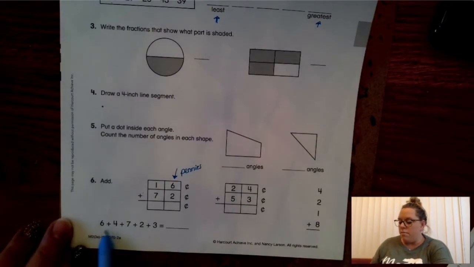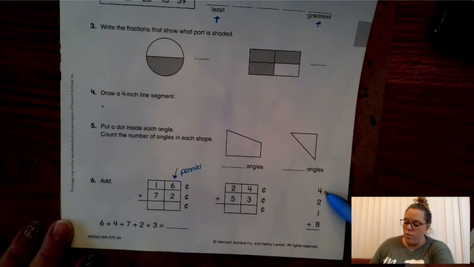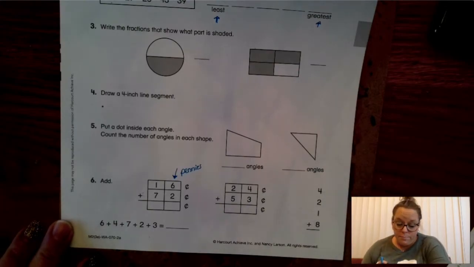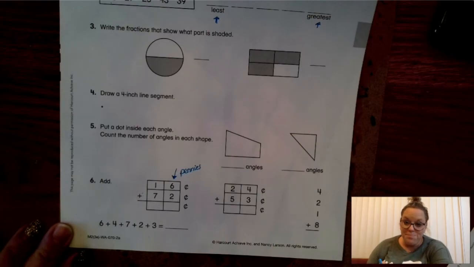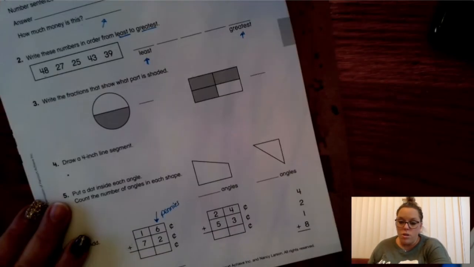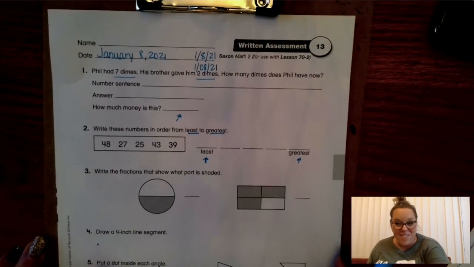Then down here, you have 6 plus 4 plus 7 plus 2 plus 3 equals, you have to find your answer. And over here, you have 4 plus 2 plus 1 plus 8. Remember to find your groups of 10 first. Your groups of 10 first. And then continue adding as you go. Okay? I know that you can do that on your own. You don't need me to sit on the computer with you for that.